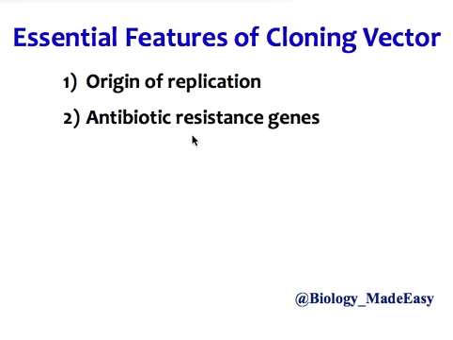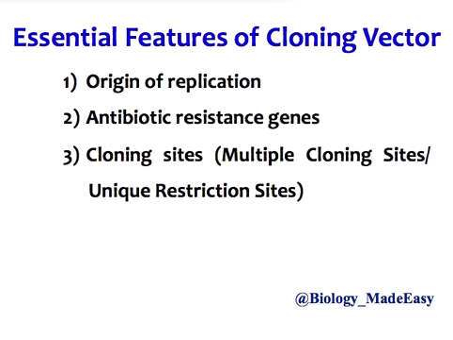So that means if you apply the specific antibiotic, the bacteria that harbor your construct will be able to survive, and the bacteria which do not harbor this specific vector will be killed. So that is the purpose of having antibiotic resistance genes. And then the third type is called the cloning sites. Cloning sites are also called multiple cloning sites or unique restriction sites.